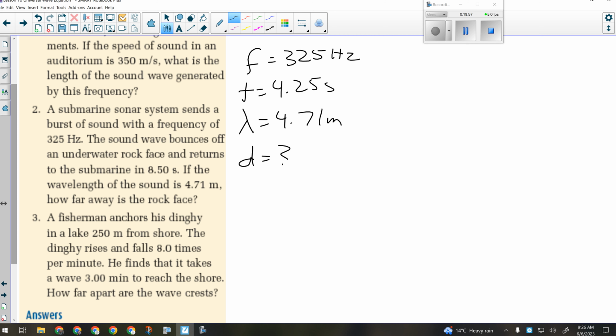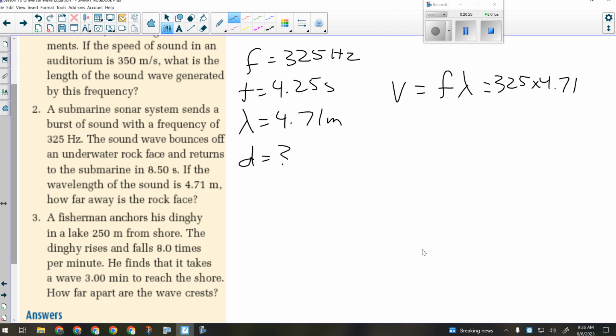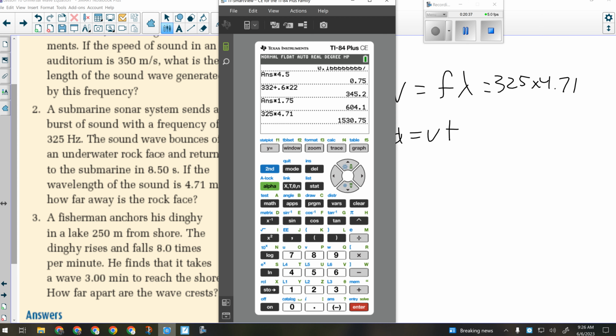I can. So the speed of the waves is V equals F times lambda. Plug in our numbers here, 325 times 4.71, and we'll get the speed of sound in water: 1530.75 meters per second. Sound travels way faster underwater than it does in air. Now that we've got that number, I can find out how far away the bottom of the ocean is by going D equals V times T, right? So I take my 1530 that I just calculated and multiply it by the 4.25 seconds. 6.51 times 10 to the 3 meters. Very deep. It's like the Laurentian abyssal or something, really deep.